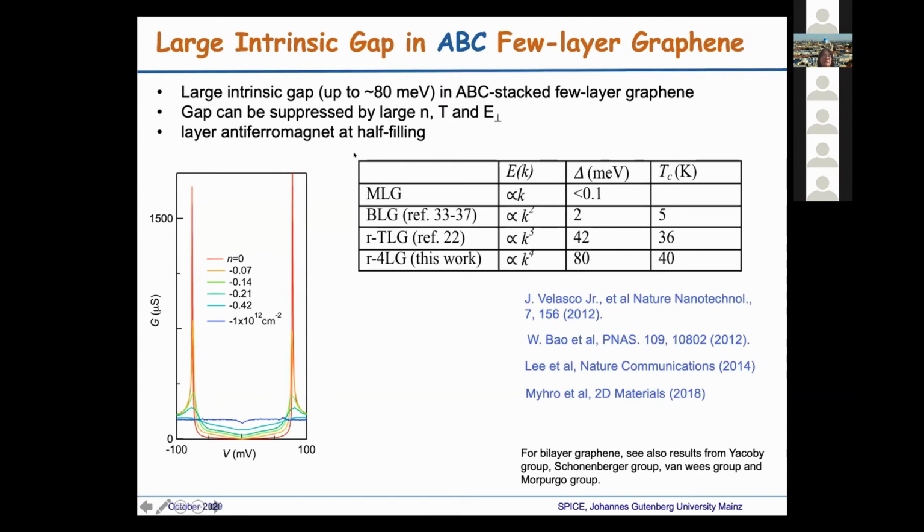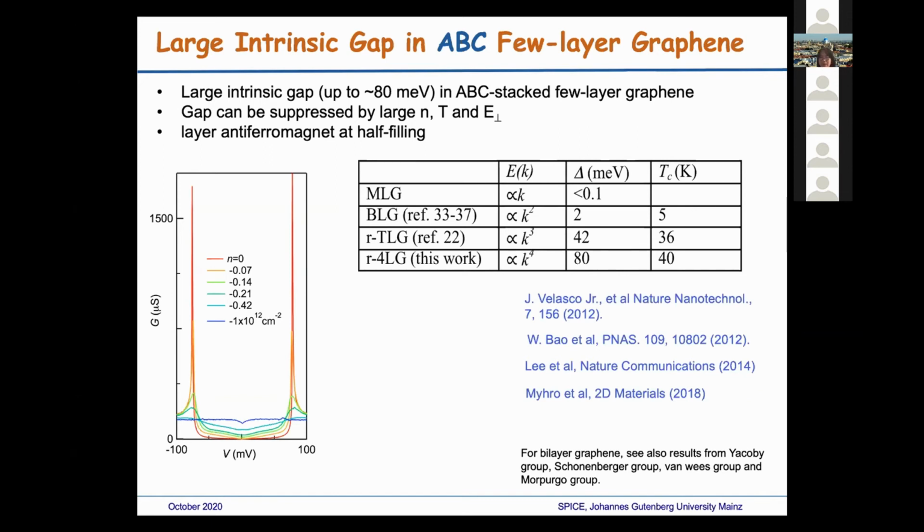So we believe it is a layer antiferromagnet at half filling. That is, the top and bottom layers are oppositely spin polarized, and this is all at the charge neutrality point. The middle layer sort of doesn't do much.